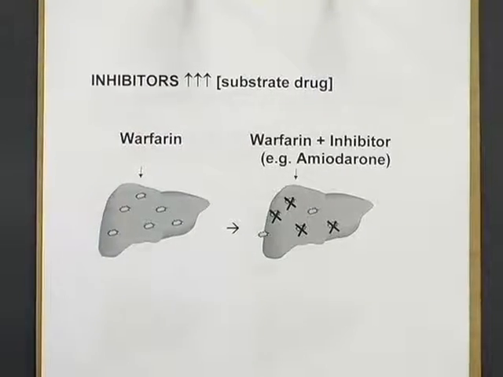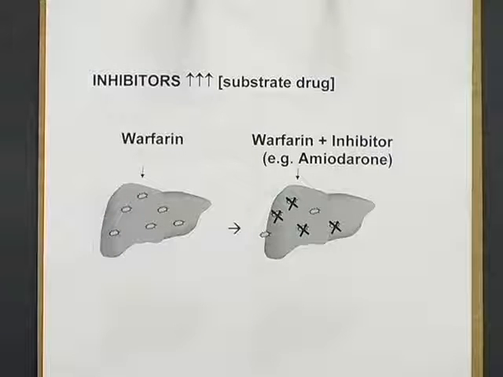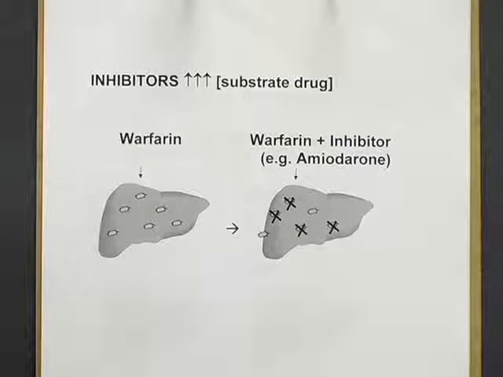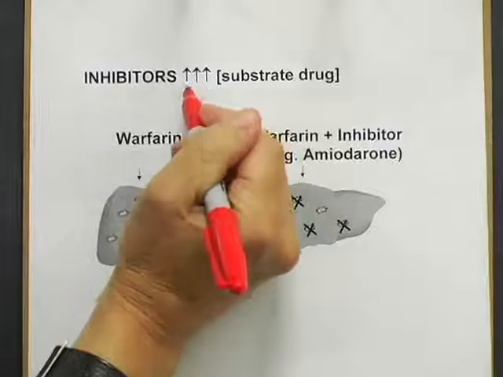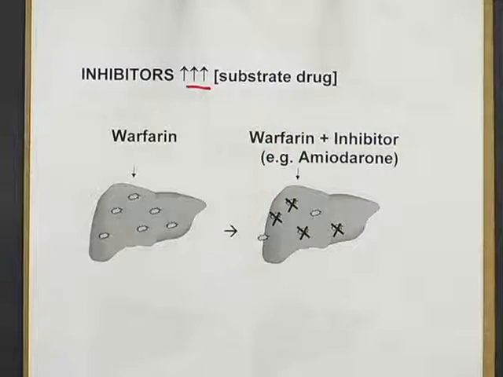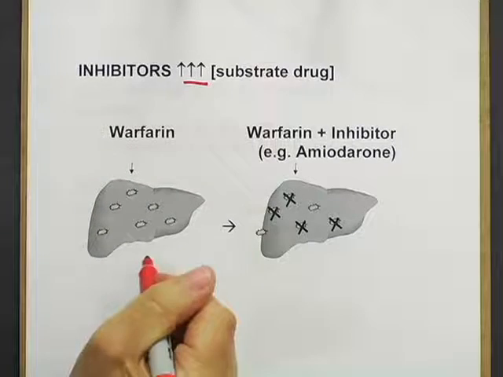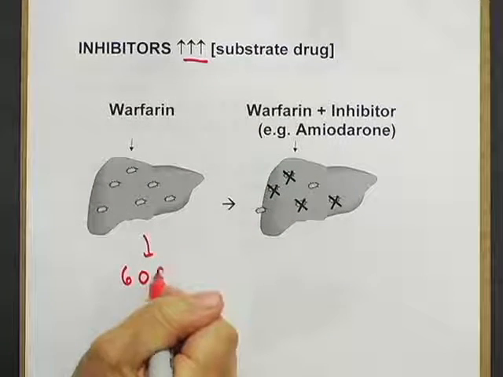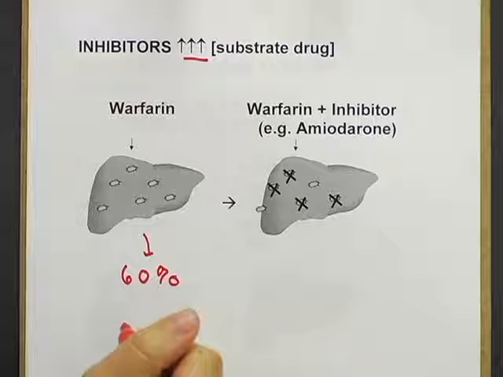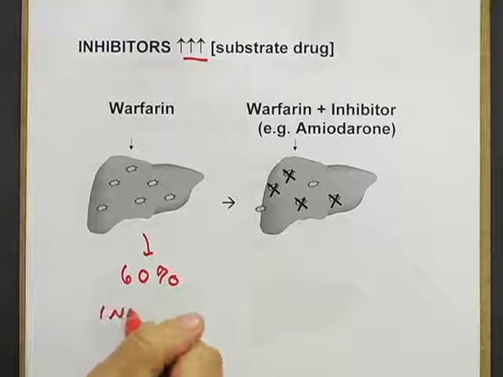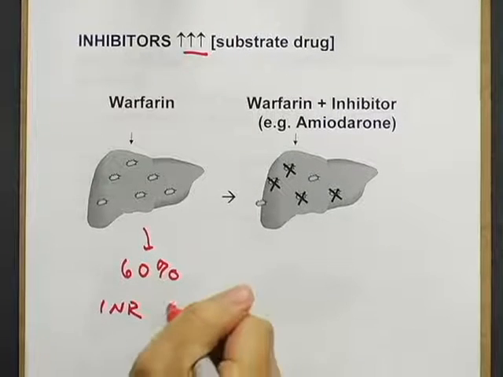Okay, now we've got the opposite. We've got a drug that is going to increase, not decrease, the amount of warfarin, and that's because we're going to show an example of an enzyme inhibitor. So here we've got warfarin again, same example, about 60% is going to come out, and we're going to have the INR at about 2.5.